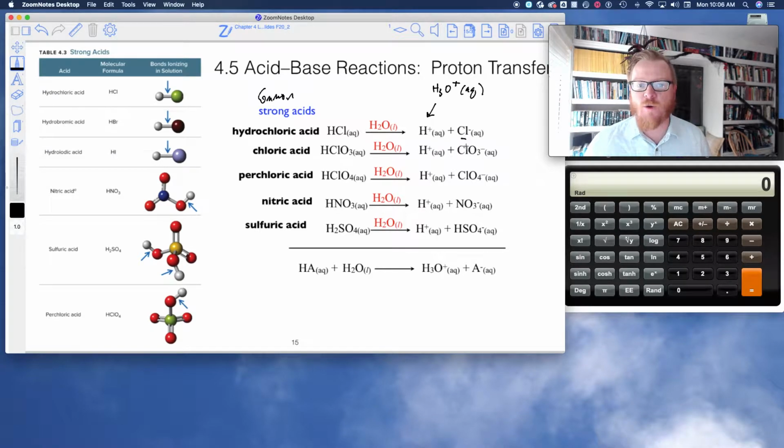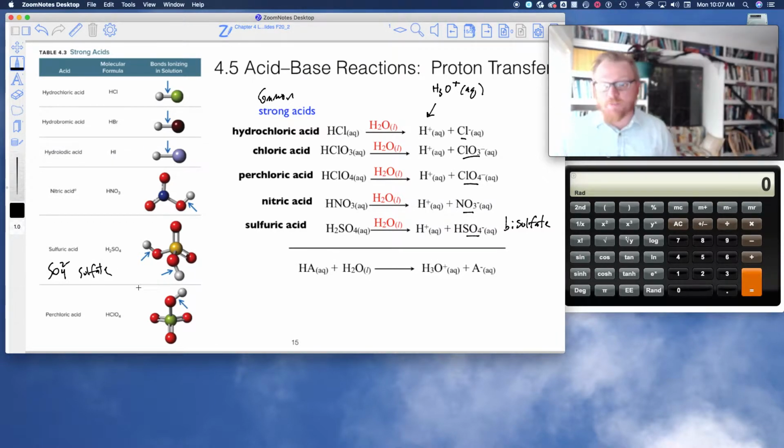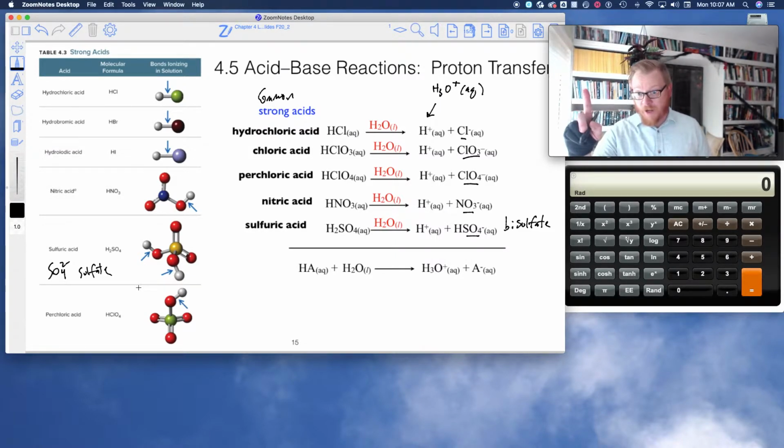So here is the chloride. Here is the chlorate. Here is the perchlorate, the nitrate. And this one, we haven't encountered this yet, but this is called bisulfate. So if I wrote SO4 2-, right? Let's see where I can do that. I'm going to do that over here. So SO4 2- is sulfate. But when we do these acid-base reactions, we actually just do it with one proton at a time.